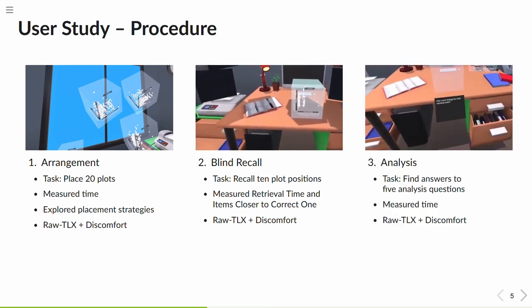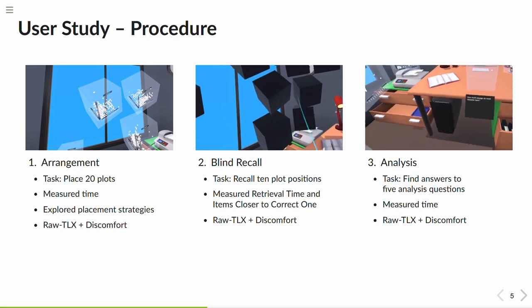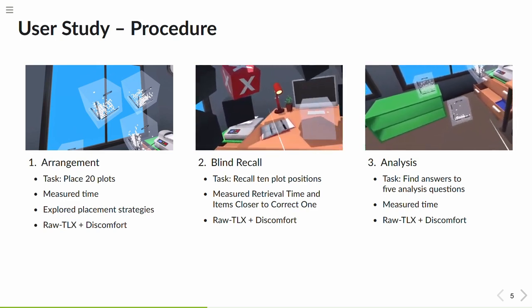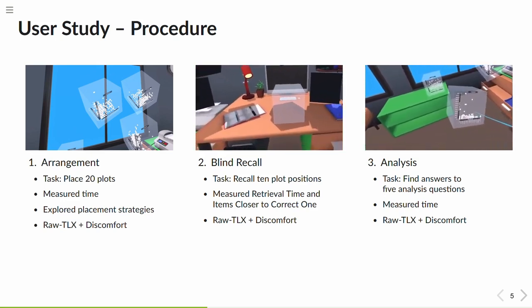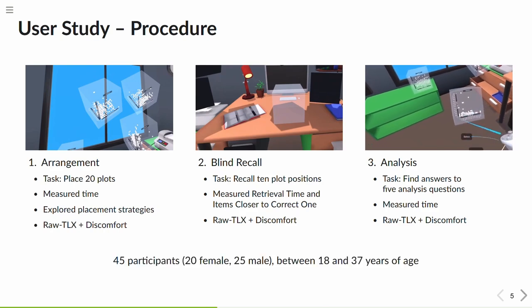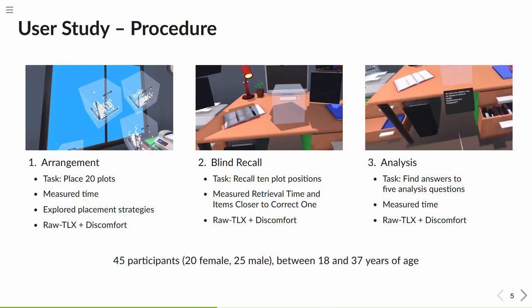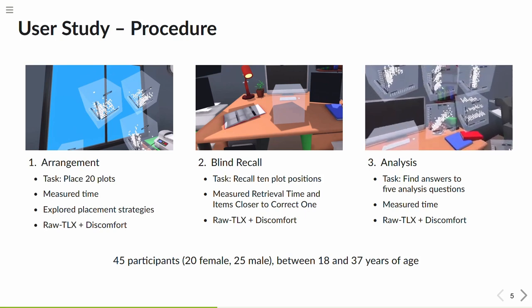In the last phase, the plots were visible again, and the users had to find answers to 5 analysis questions. Here we measured the time. All in all, we had 45 participants, which resulted in 15 per condition in our between subjects design.